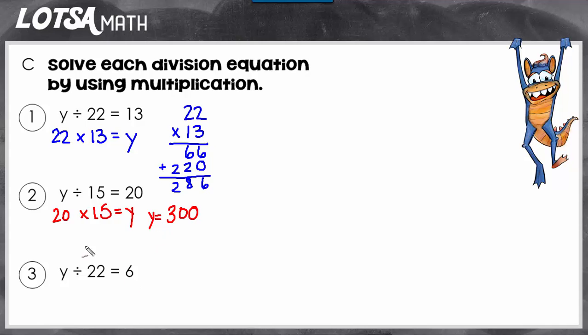And let's look at number 3. We have y divided by 22 equals 6. So since y is at the beginning of the division problem, y has to go at the end of a multiplication problem. So I need to have 22 times 6 equals y. So I can figure out y just by doing the multiplication. 22 times 6. 6 times 2 is 12. 6 times 2 is 12, plus 1 more is 13. So the answer is 132.